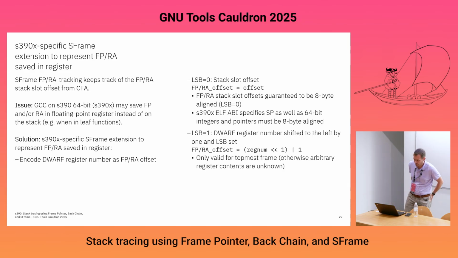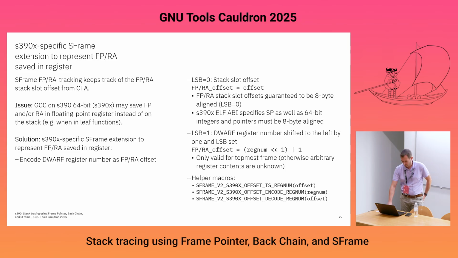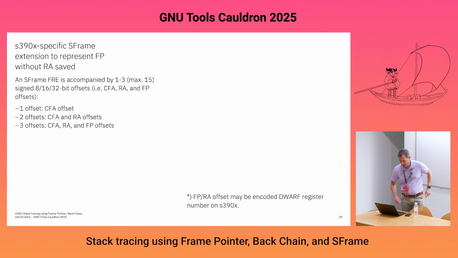And if the least significant bit is 1, then it's a DWARF register number shifted to the left by 1 and the least significant bit set. And for the stack tracer, this is only valid for the topmost frame, because otherwise the stack tracer doesn't have access to arbitrary register contents. The helper macros are just for the curious that want to look up in the code.